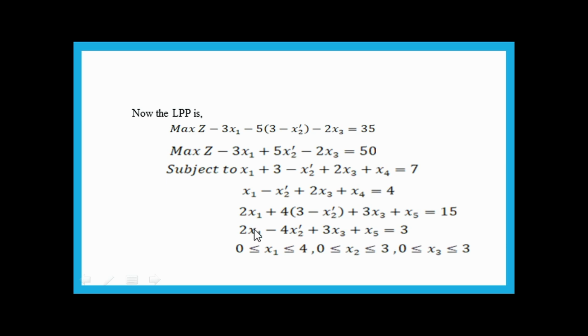Next constraint: 2x1 plus 4 into, in terms of x2 we have to substitute 3 minus x2 dash, plus 3x3 plus x5 equal to 15, which implies 2x1 minus 4x2 dash plus 3x3 plus x5 equal to 15 minus 12 equal to 3. The non-negative restrictions are 0 less than or equal to x1 less than or equal to 4, 0 less than or equal to x2 less than or equal to 3, 0 less than or equal to x3 less than or equal to 3.